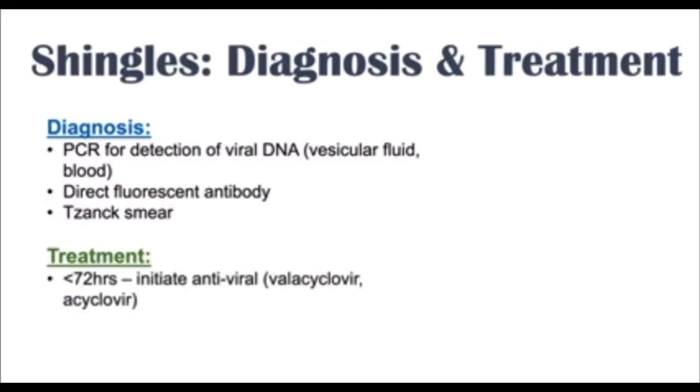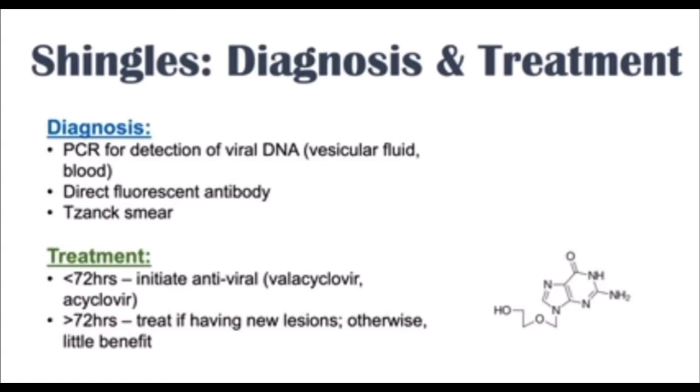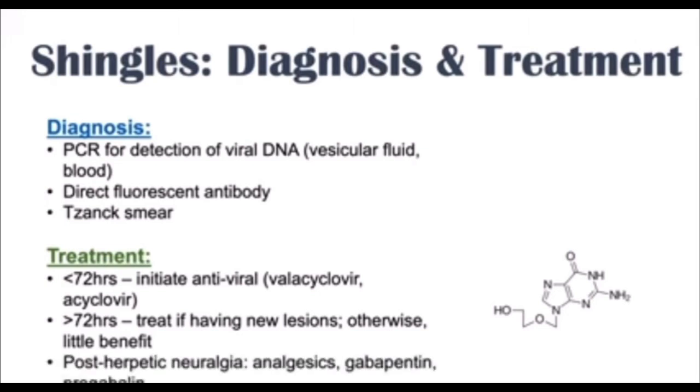If it's within 72 hours, we can initiate antiviral therapy, valacyclovir or acyclovir. If it's greater than 72 hours, we can treat it if they're still having new lesions. But otherwise, if they're not having new lesions, the lesions are involuting, and it's been greater than 72 hours, it's of little benefit at that time, because it's a self-limiting infection. But if it's before 72-hour time period, we can treat it with an antiviral. And in the case of complications of shingles like post-herpetic neuralgia, we can use analgesics, gabapentin, and pregabalin. So those are good medications to treat that neuropathic pain.